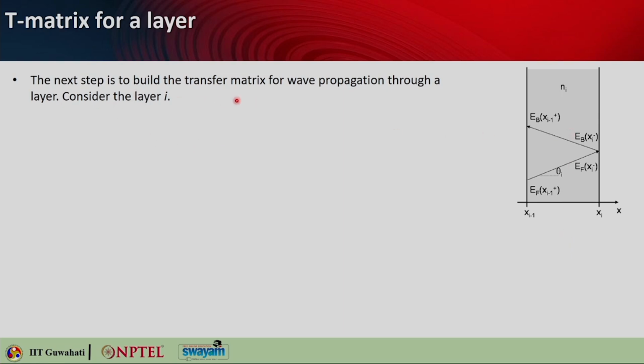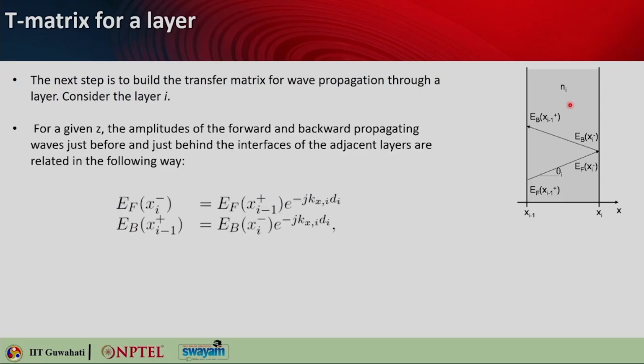So, the next step is to build a transfer matrix for wave propagation through a layer. So, let us consider that layer is i. In that case, the refractive index can be written as Ni. So, what are the waves here? So, this is the wave that has entered. Okay. So, it has basically come from this interface, right. So, we will call it as Ef xi minus 1, but it is on the other side. So, it is plus, fine.